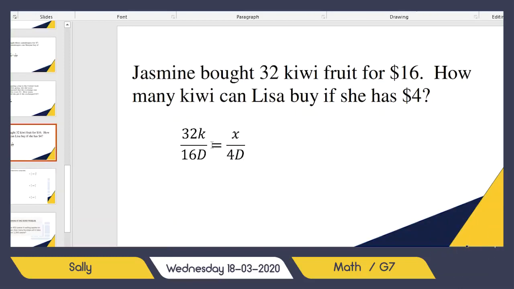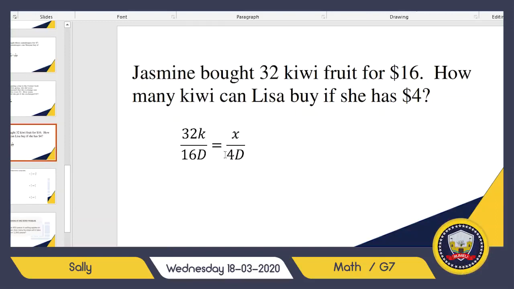Okay, I will just cross multiply 32 times 4 over 16. 32 times 4 will give me 128 over 16. The answer will be 8 kiwi for $4. Again, Jasmine bought 32 kiwi, meaning 32 kiwi over $16. So how many kiwi can she buy or she can get if she has $4?